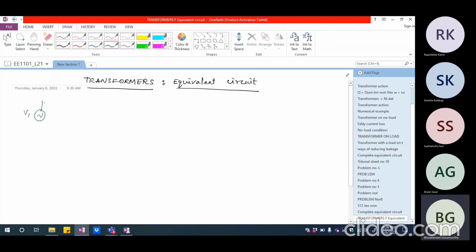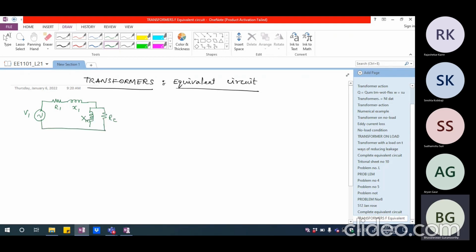So this is the voltage that we are applying on the primary side, and this is the winding resistance of the primary side, and this is going to be the leakage reactance, that is representing the amount of leakage flux that is actually visualized from the primary side. And from here I'm going to have two components which are in parallel. One is going to be representing the core loss component. The other one is going to be the magnetizing component of the reactance.